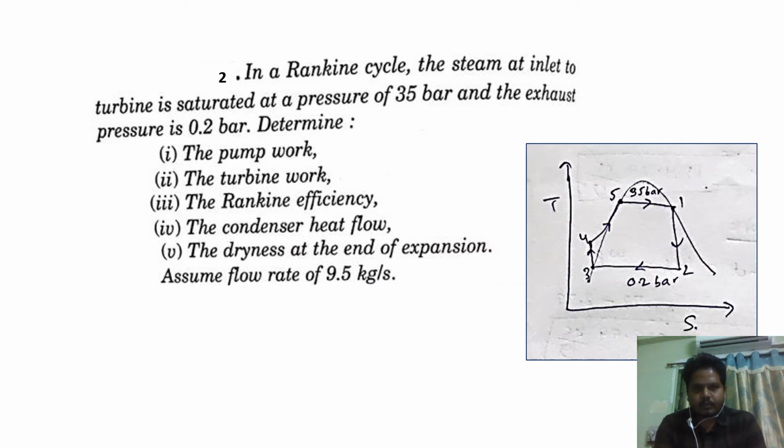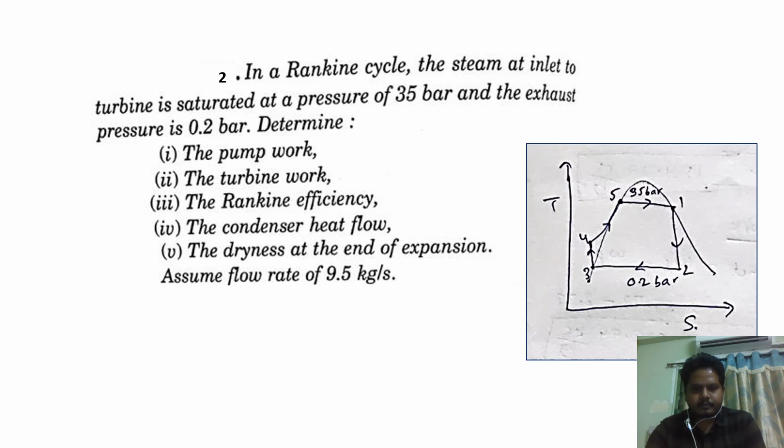Now let us solve one more problem. The second example is, in a Rankine cycle, the steam at inlet to the turbine is saturated at a pressure of 35 bar and the exhaust pressure is 0.2 bar. Determine the pump work, the turbine work, the Rankine efficiency, the condenser heat flow, and the dryness at the end of expansion. Assume flow rate is 9.5 kg per second.